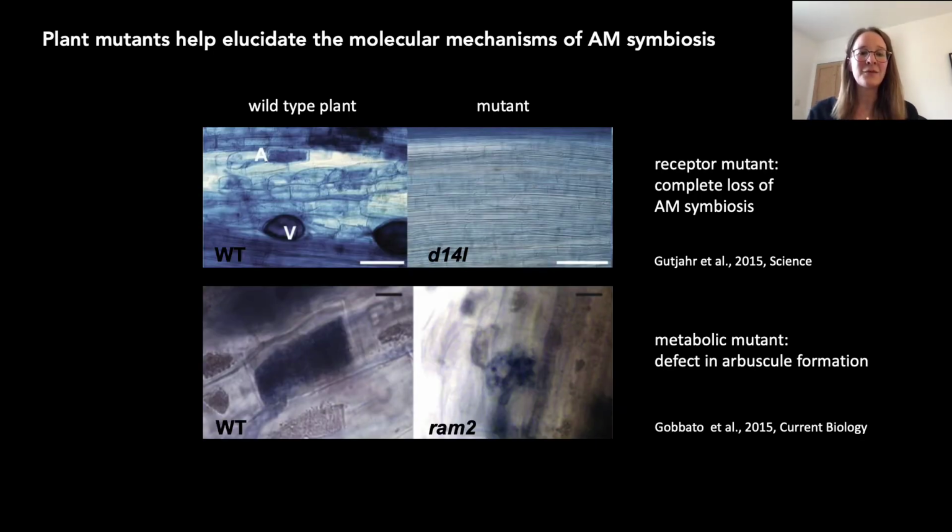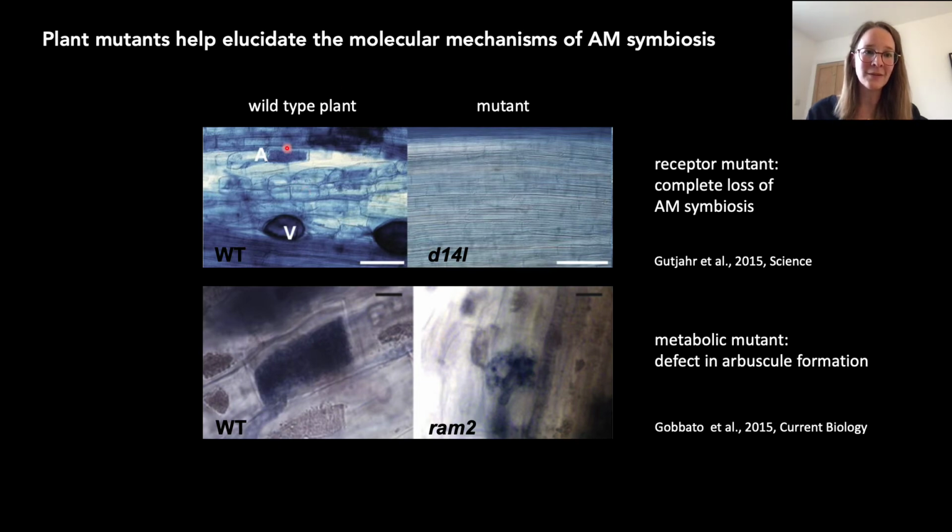And from the fungal side, this symbiosis is extremely difficult to study because it is an obligate biotroph and because it can't be cultivated without the plant. But on the plant side, in the last 20 years or so, plant genetics has really helped to elucidate the molecular mechanisms of the arbuscular mycorrhizal symbiosis. And for each of these steps in colonization, there's mutants, plant mutants, that help us to understand how these steps are regulated. For example, we've got wild-type plants.